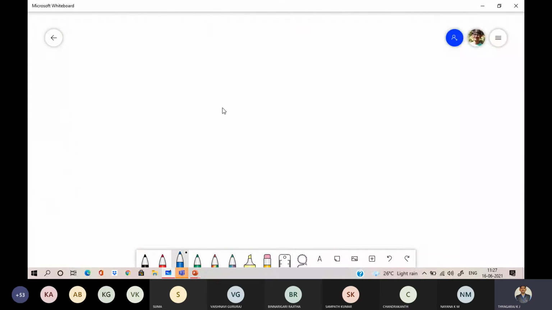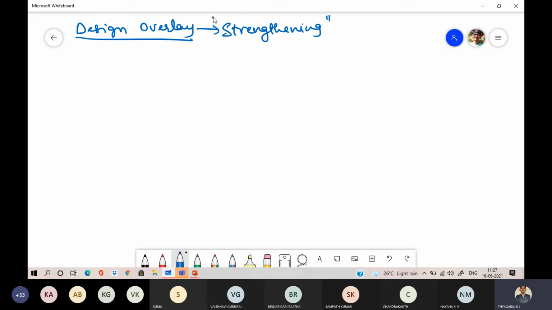Now, this is a type of problem where you are going to design the overlay. As we all know, an overlay is the extra layer which is provided on the existing bituminous layer for strengthening purpose. For strengthening the existing bituminous layer, we are going to provide this overlay. That we are going to call it as overlay. Now, in this overlay, we are going to design which is similar to the flexible pavement design.